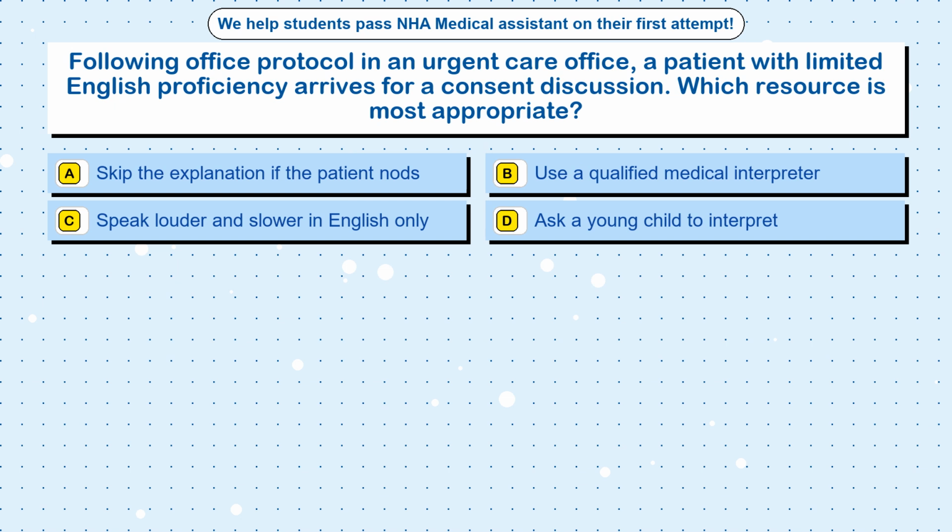Question 93. Following office protocol in an urgent care office, a patient with limited English proficiency arrives for a consent discussion. Which resource is most appropriate?